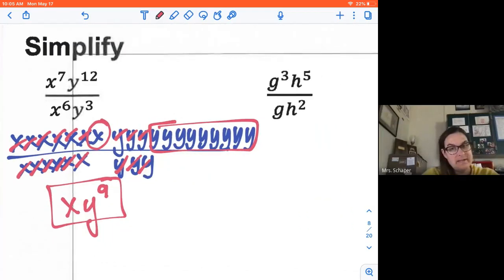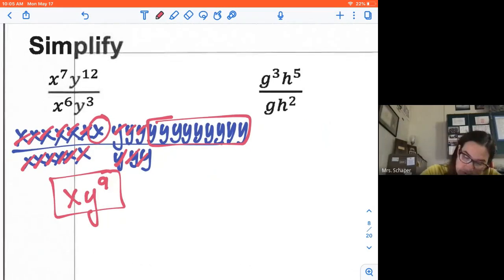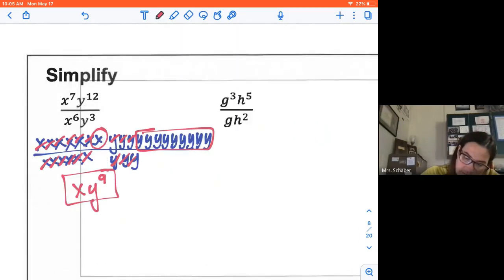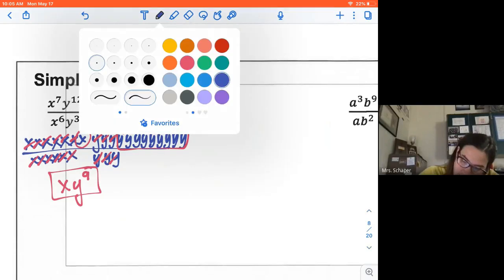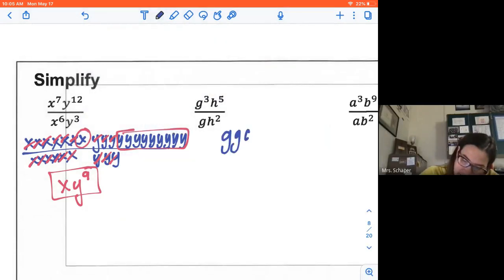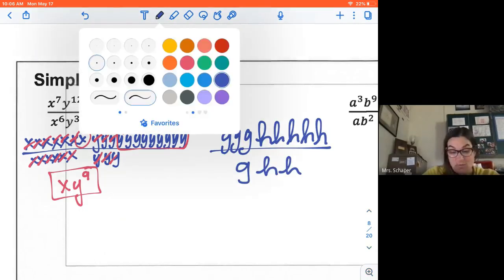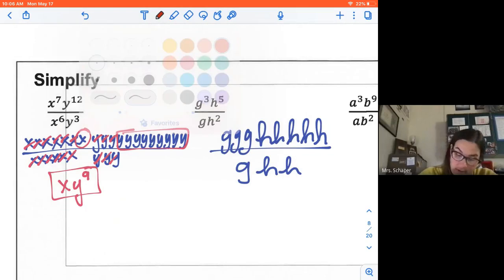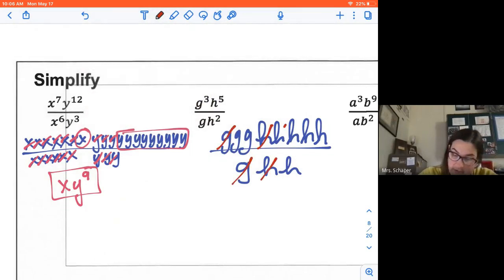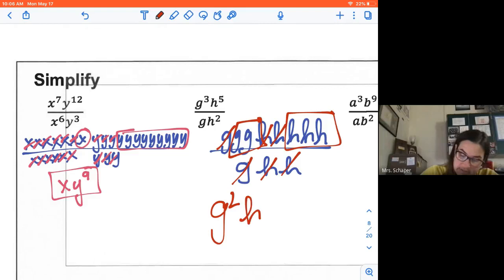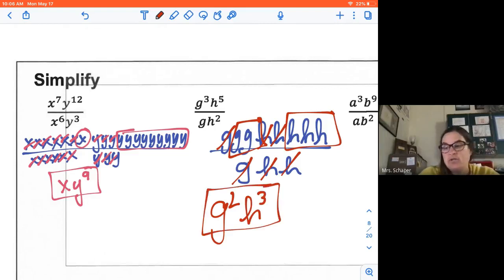All right, let's try the next one. So we have g to the 3rd. I'm going to write it back in blue here. So we have 1, 2, 3, and then h to the 5th, 1, 2, 3, 4, 5 over g, h, h. Now I'm going to cancel out what's in common. I'm writing it out the long way. Cancel out a g, cancel out a couple h's. I'm left with 2 g's in the numerator and 3 h's. g squared, h to the 3rd.